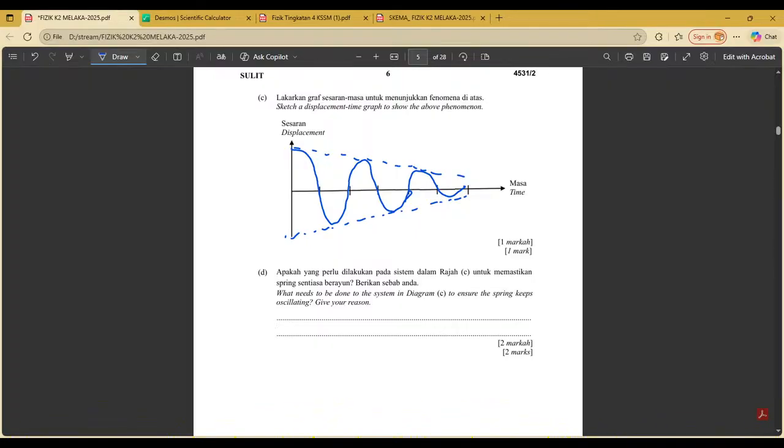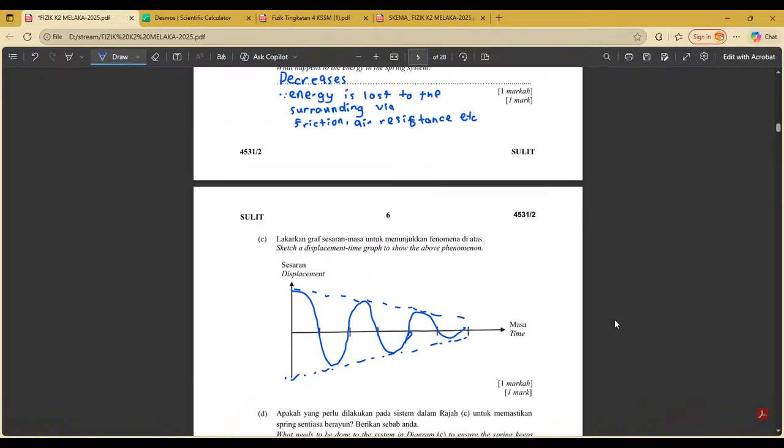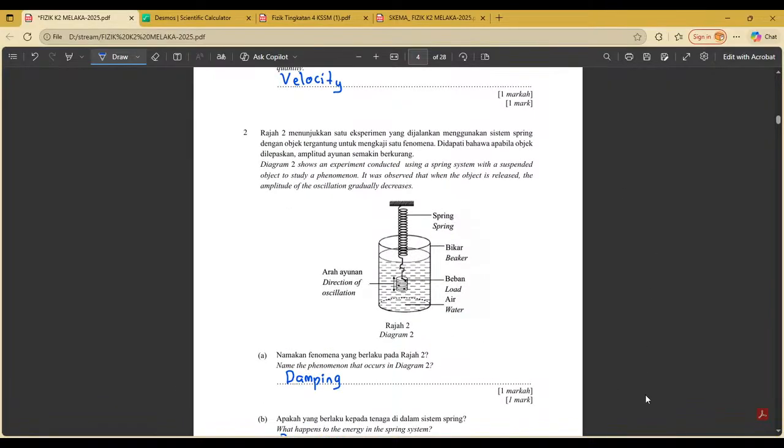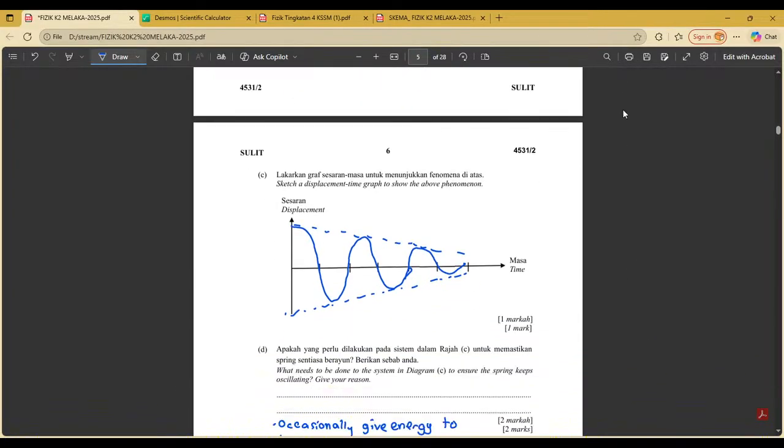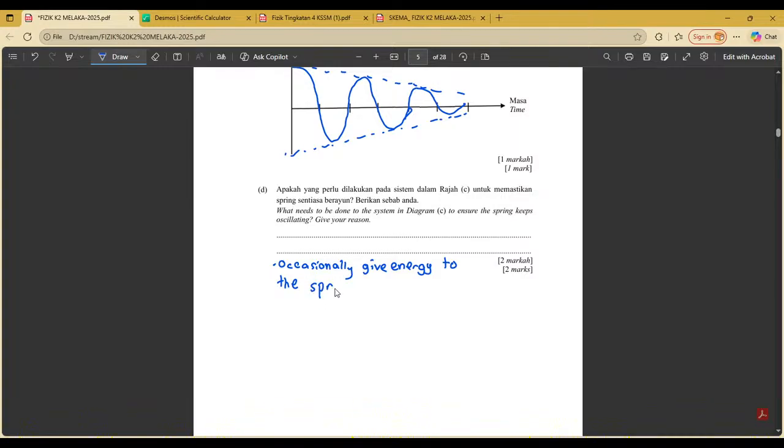What needs to be done to the system in diagram C to ensure the spring keeps oscillating? You can either occasionally give energy to the spring system.